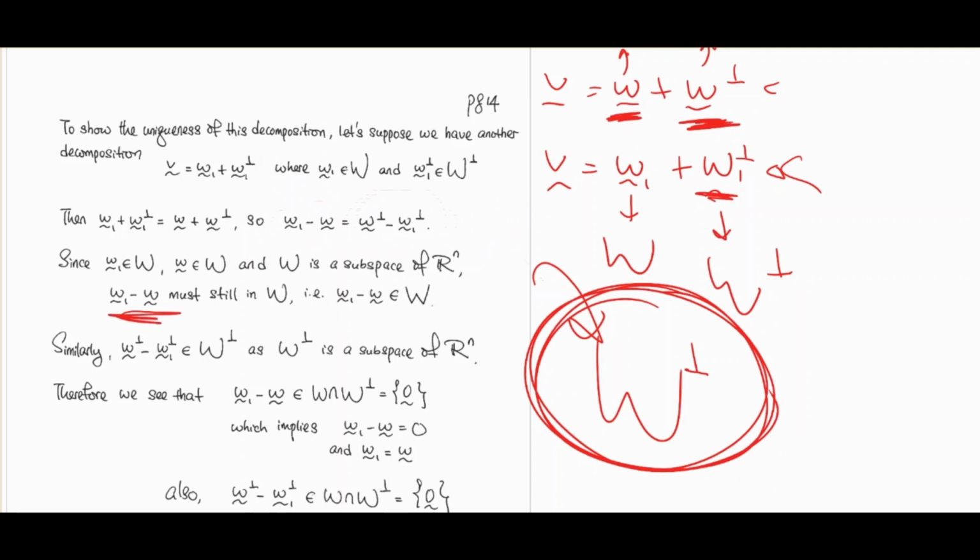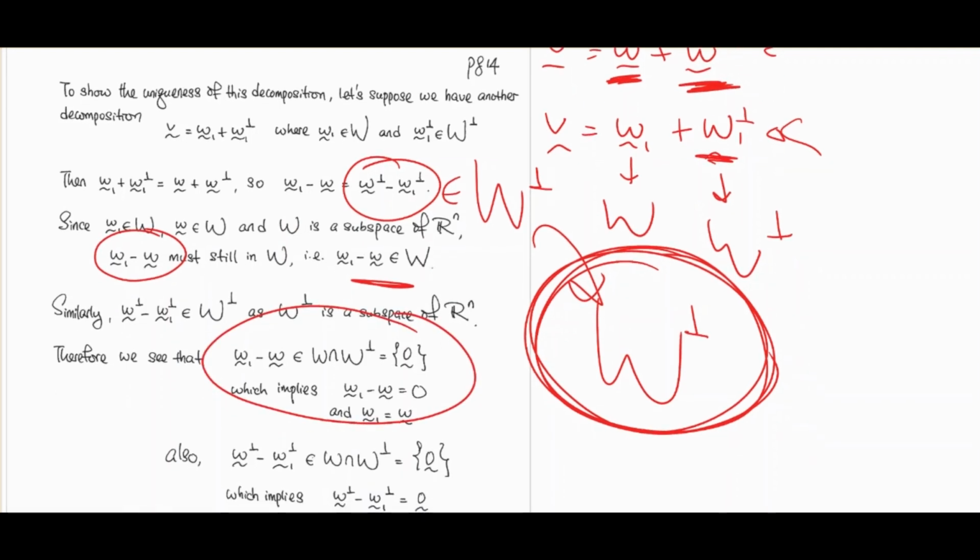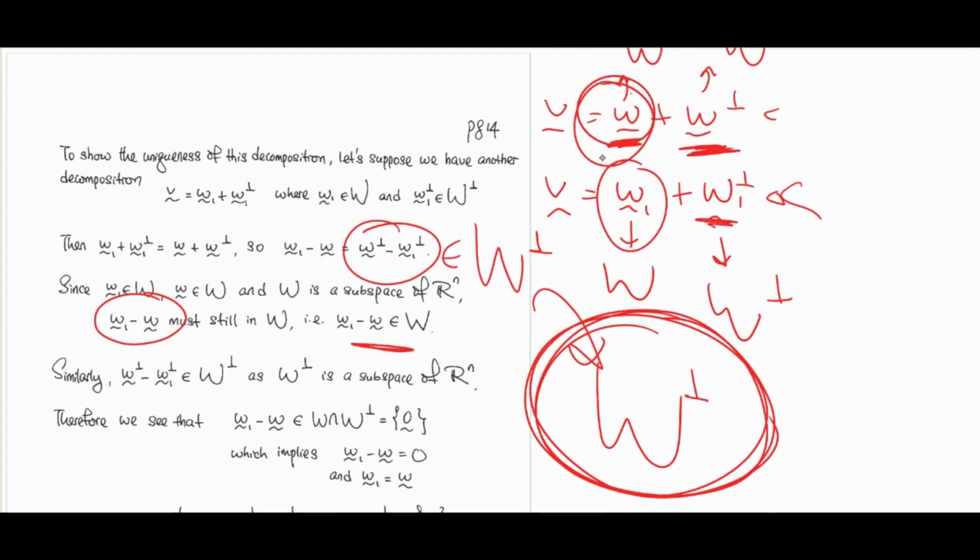So this element is simultaneously in W, and also simultaneously in W perp. See it? This vector here is in W, but it's also equal to this element, which is in W perp. So this quantity here is simultaneously in W and in W perp. And we know from before there's only one vector that is simultaneously in W and W perp, and that vector is the zero vector. That will give you W1 minus W equal to 0. So your W1 and W are actually the same. So these two vectors right here are actually the same vectors.